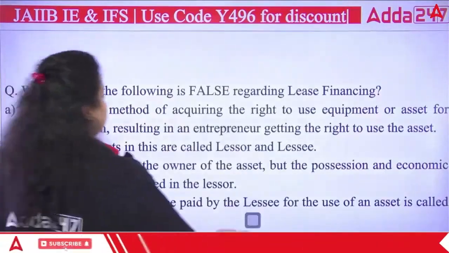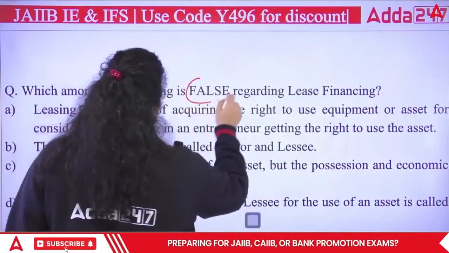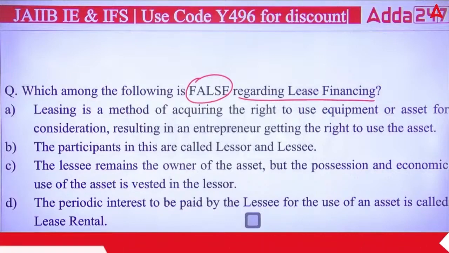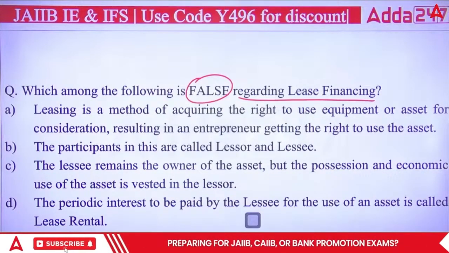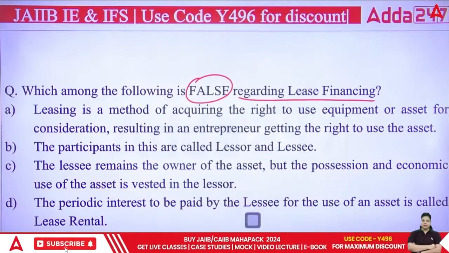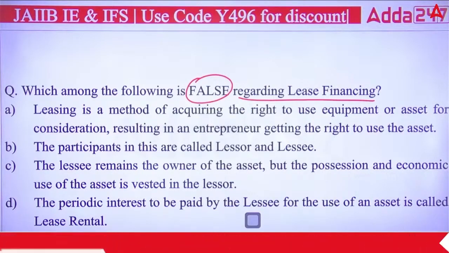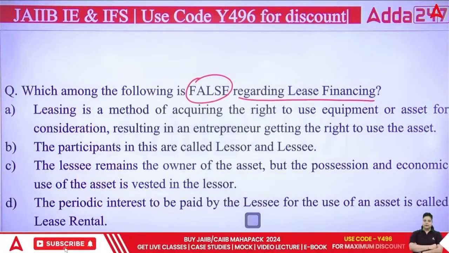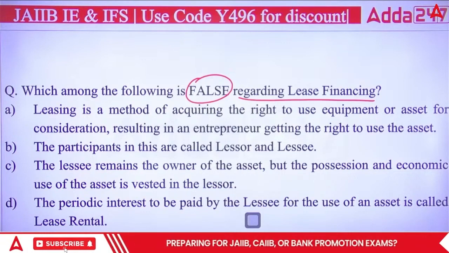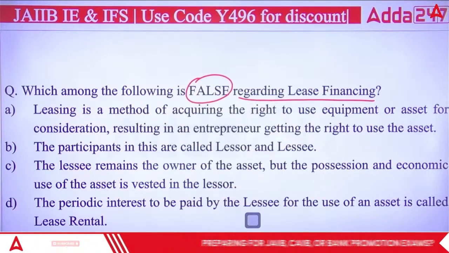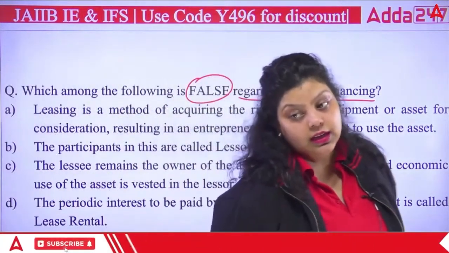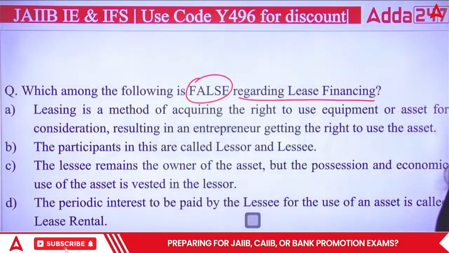Next. Which among the following is false regarding lease financing? The false statement regarding lease financing. First is saying leasing is a method of acquiring the right to use equipment or an asset for consideration, resulting in an entrepreneur getting the right to use the asset. Second, the participants in this are called the lessor and lessee. Third, the lessee remains the owner of the asset, but the possession and economic use of the asset is vested in the lessor. Fourth, the periodic interest to be paid by the lessee for the use of an asset is called lease rental. So which of the following you think is not correct or false, we can say, in context to lease financing? A, B, C or D?